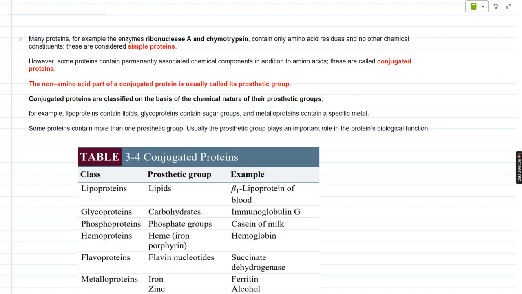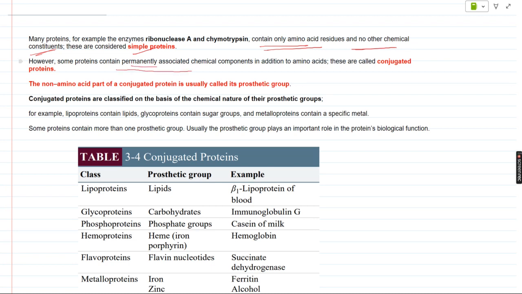So if you take these two examples, among many examples, they contain only amino acid residues and no other chemical constituents, and hence they are referred to as simple proteins. There are no other chemical constituents like ions or things like that, so they are called simple proteins. However, that's not the case with all proteins.